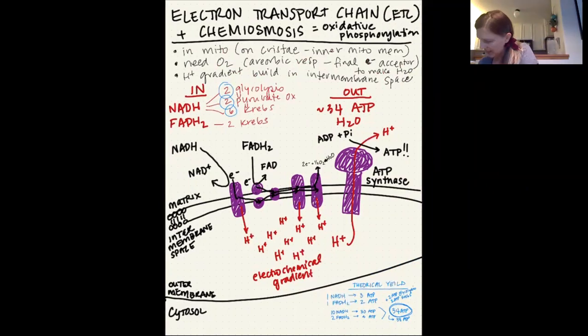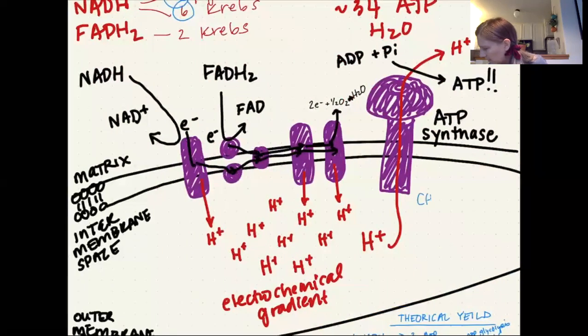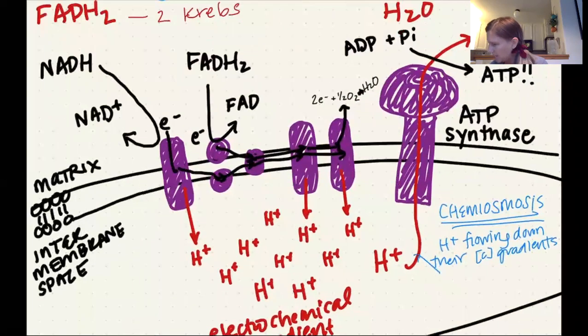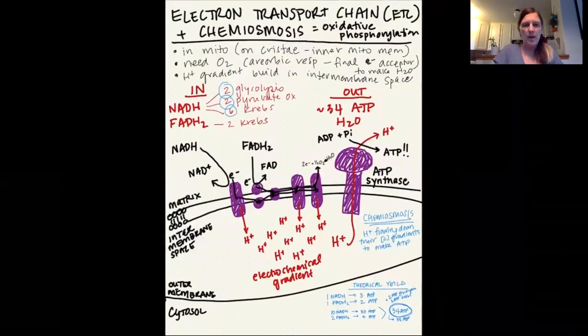I guess I didn't mention exactly what chemiosmosis is. And I don't love the name, but chemiosmosis is the process of H's flowing down their concentration gradients to make ATP. And we know that happens through this cool enzyme ATP synthase. All right, I will stop there.